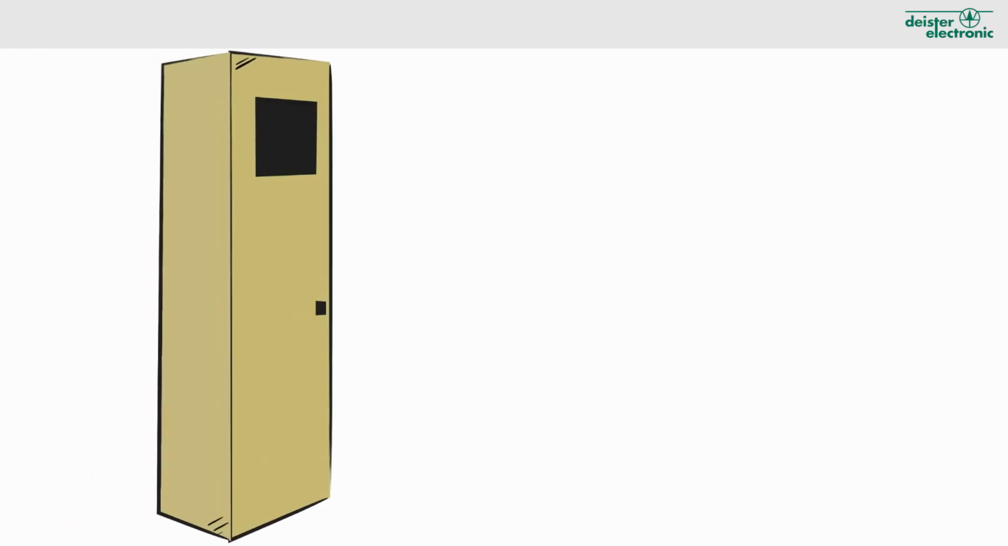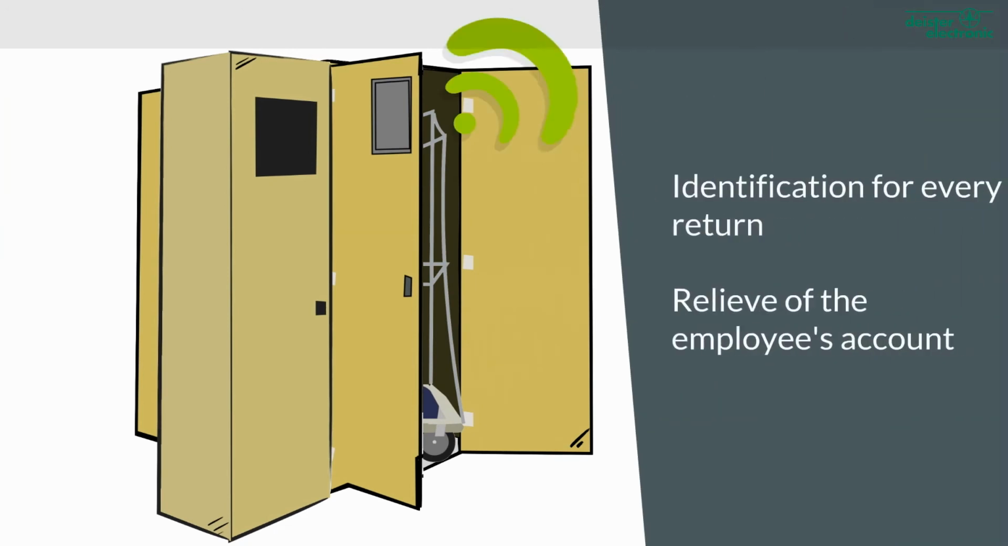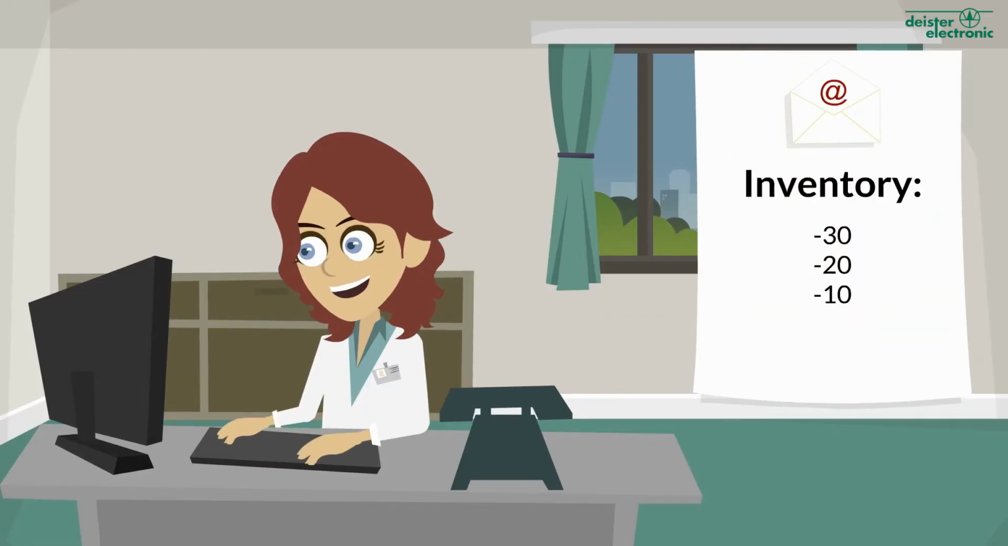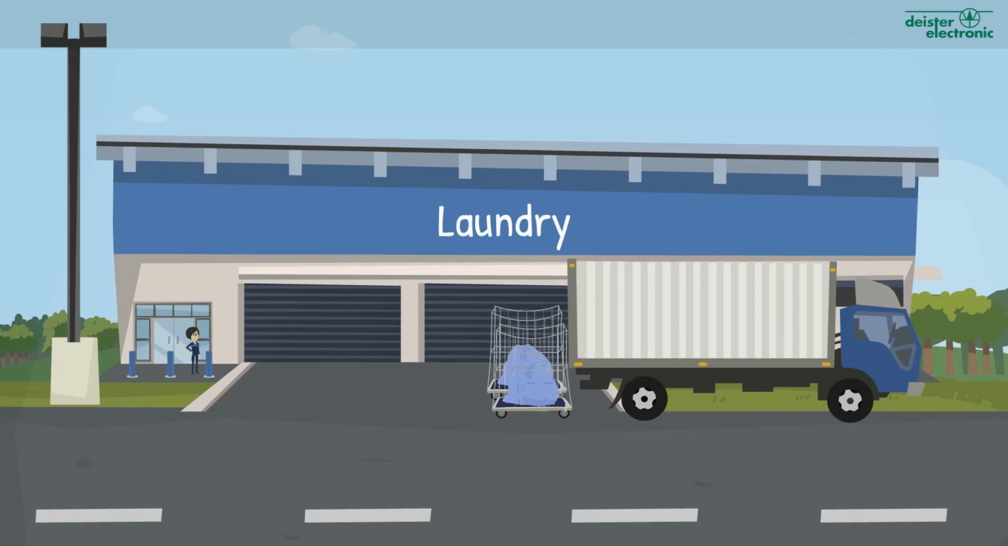The return is just as simple: the small solution for the station or the large solution for the central return. The RFID readers integrated into the return stations identify each return and relieve the employee account. If defined minimum stocks in the cabinet are undershot, the system will automatically notify the textile service provider to deliver new laundry and pick up the dirty laundry.